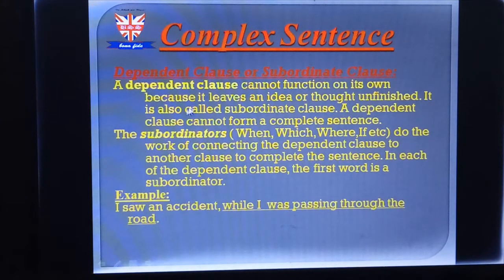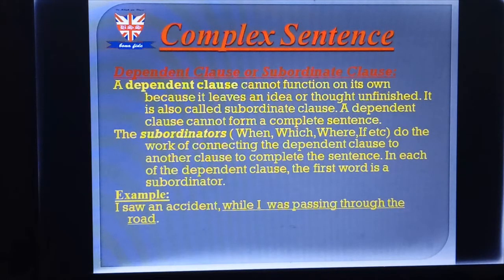And a dependent clause cannot function on its own because it leaves an idea or thought unfinished. It is also called a subordinate clause. A dependent clause cannot form a complete sentence. On the other hand, we can say that a dependent clause means an unfinished clause. That means it is depending on something more, just like some part of the sentence is left.